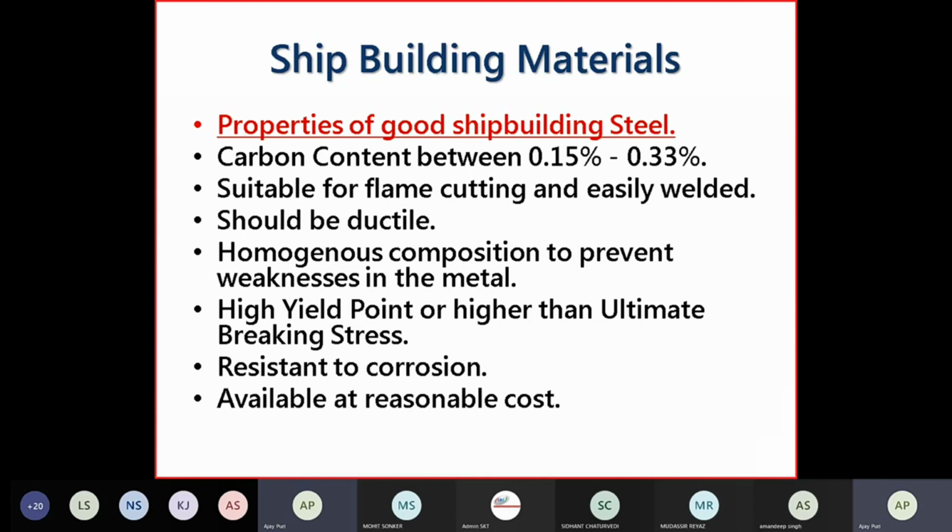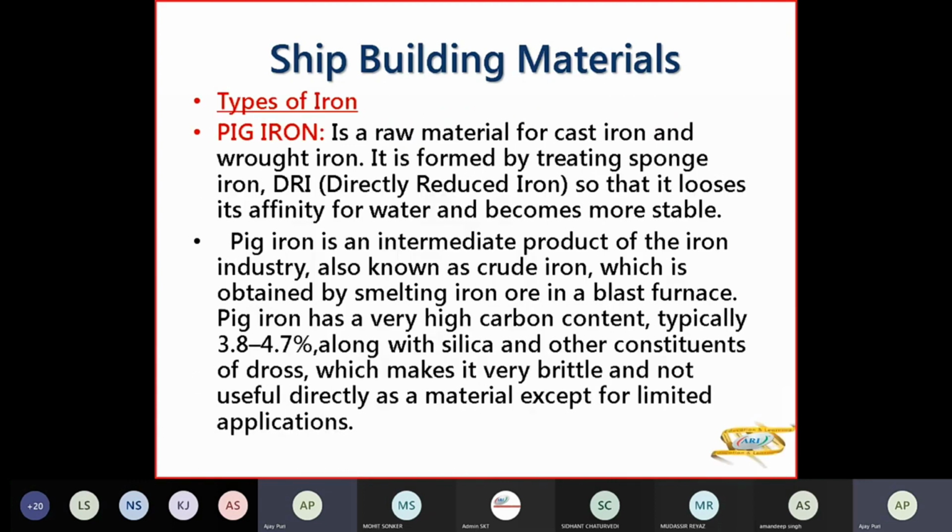It should be resistant to corrosion. And main thing is cost. Kyunki ship building jab karte hain, cost is very important. Now we will start with the initial type of iron, which is known as pig iron. Pig iron basically is the you can say raw iron. इसका कोई यूज ऐसा होता नहीं है. ये बिकम्स अ रॉ मटेरियल फॉर द वेरियस अदर टाइप्स ऑफ आयरन एंड स्टील.